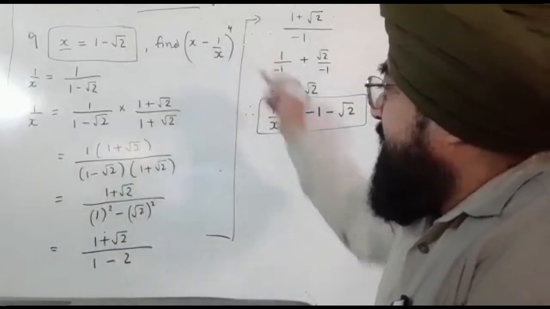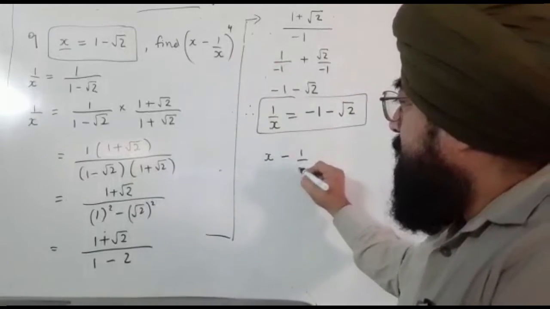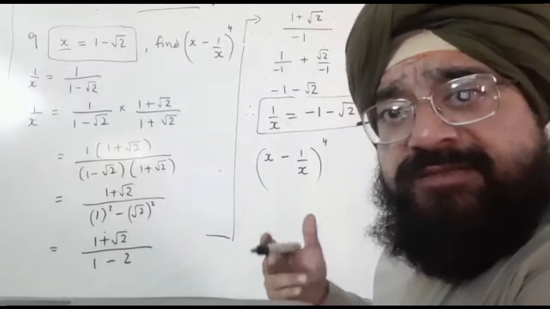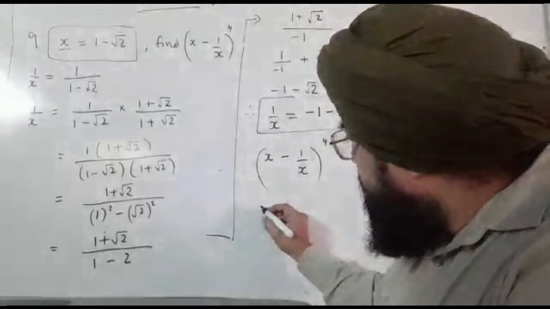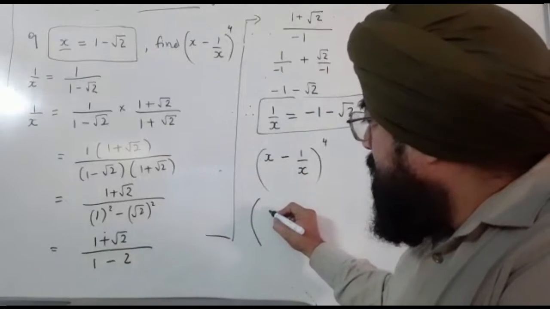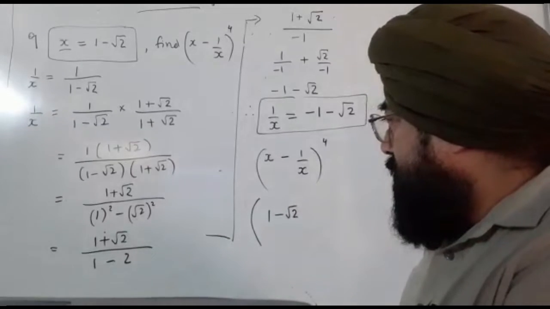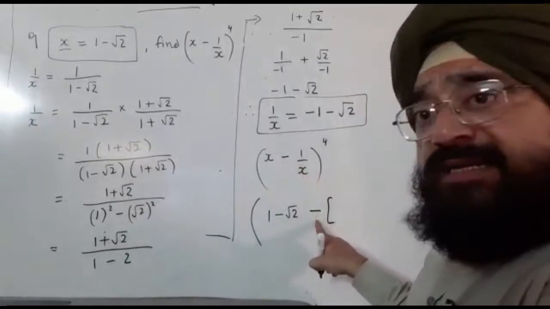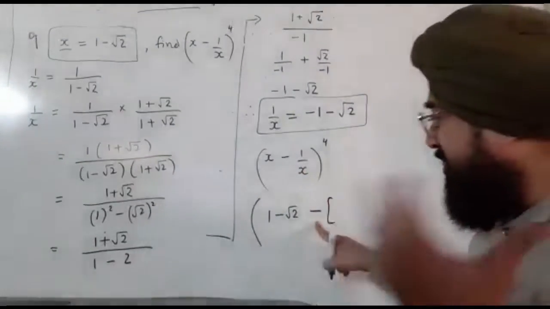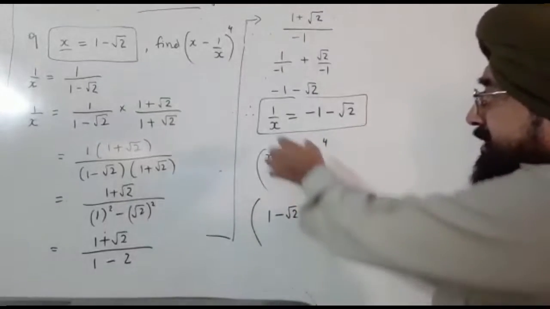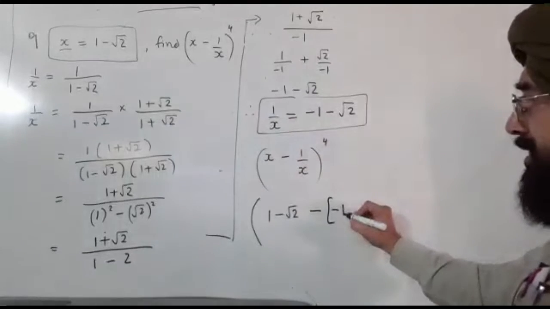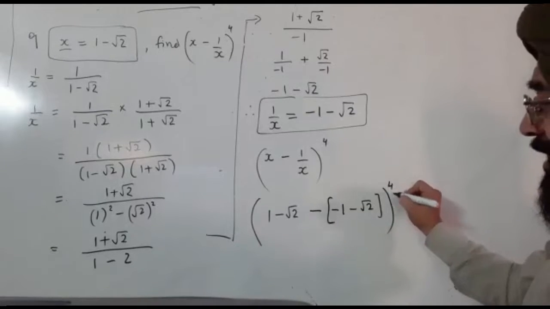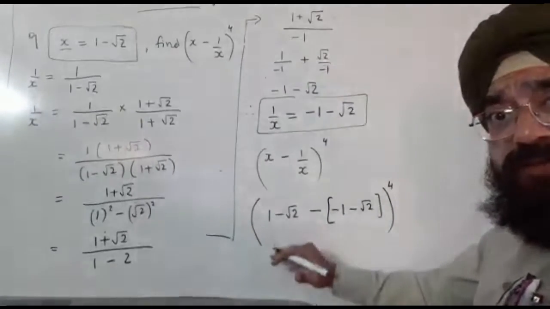Now I have to see the expansion of x minus 1 upon x to the power 4. So why not substitute the value of x and 1 upon x? That means I put x as 1 minus root 2, minus, I put a bracket. Why the bracket? Because minus is there, and minus I cannot take common directly into this, right? So what I do is I put a minus and a bracket, and then 1 upon x value, which is minus 1 minus root 2. See, I got this. And don't forget the power 4.